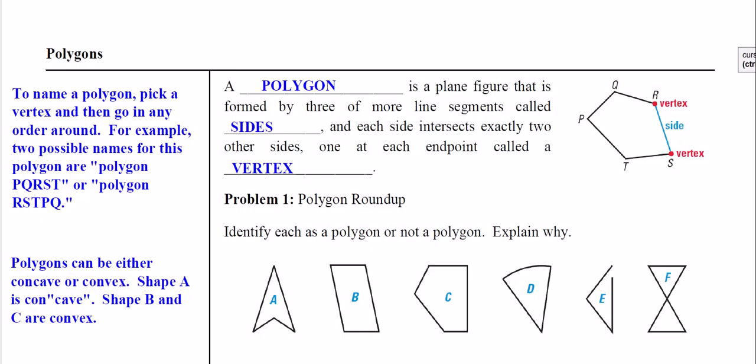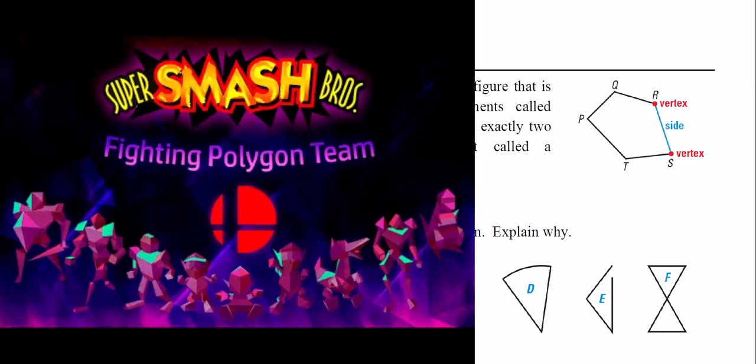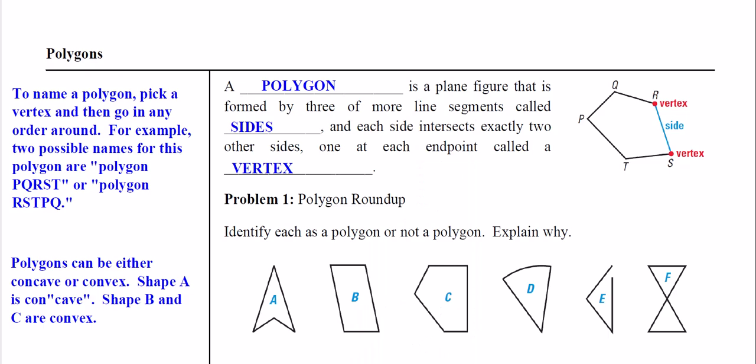So among shapes, we have something called a polygon. Now, a polygon does not have any round parts, arcs, or curves. So a circle is not a polygon, neither is an oval or an ellipse. Anything like this, for example, where there's a curved part, is not a polygon. Yes, it is a shape, but it is not a polygon.